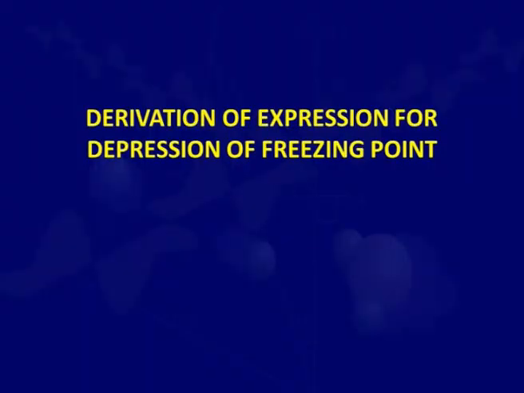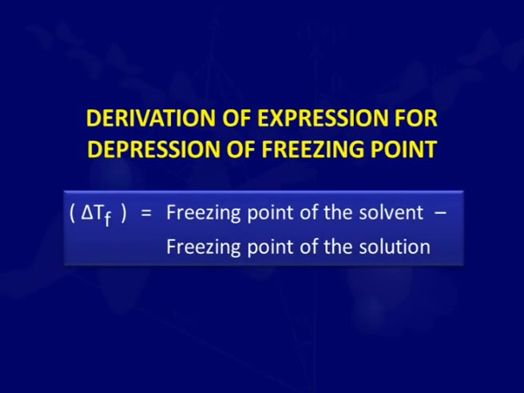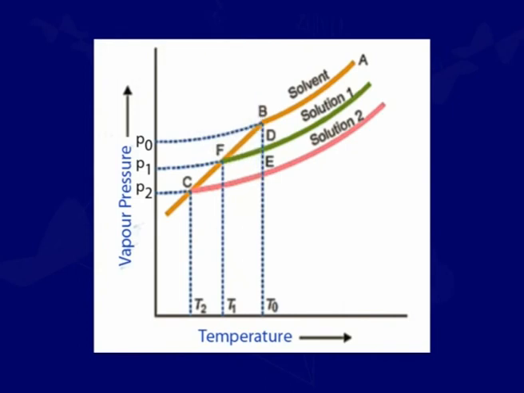Now, we are going to derive an expression for the calculation of depression in freezing point. We will take delta Tf equal to depression in freezing point, which will be equal to the freezing point of the solvent minus freezing point of the solution. This can be better understood by plotting a graph between vapor pressure and temperature for pure solvent and two solutions, solution 1 and solution 2. Here solution 2 is more concentrated than solution 1.